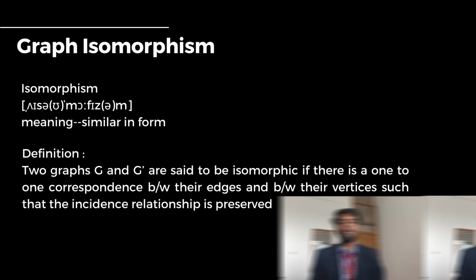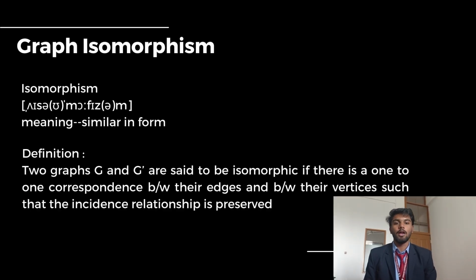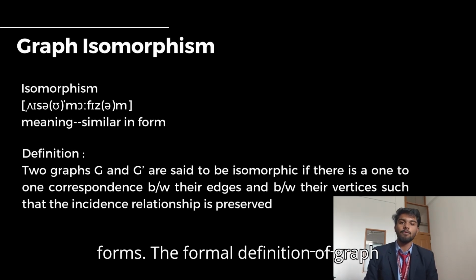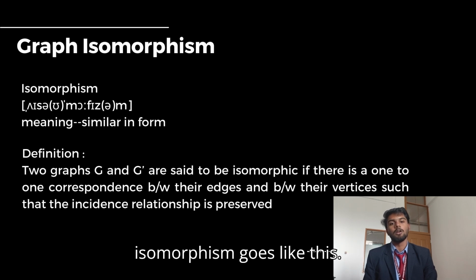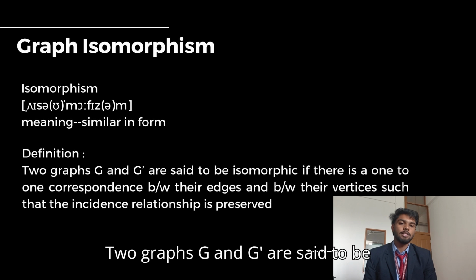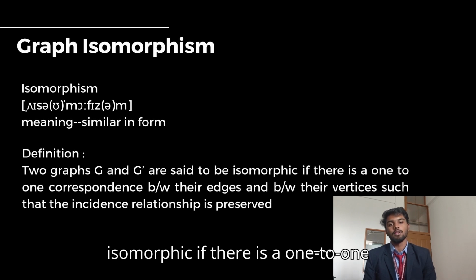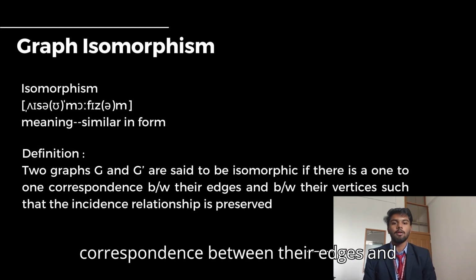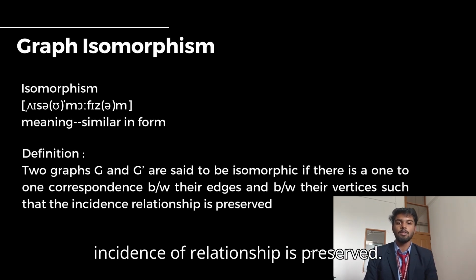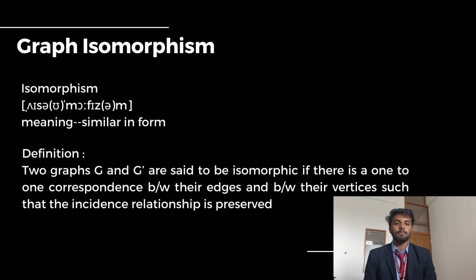Let's begin. What is isomorphism? Isomorphism means similar in form. The formal definition of graph isomorphism goes like this: two graphs G and G' are said to be isomorphic if there is a one-to-one correspondence between their edges and between their vertices such that the incidence relationship is preserved.